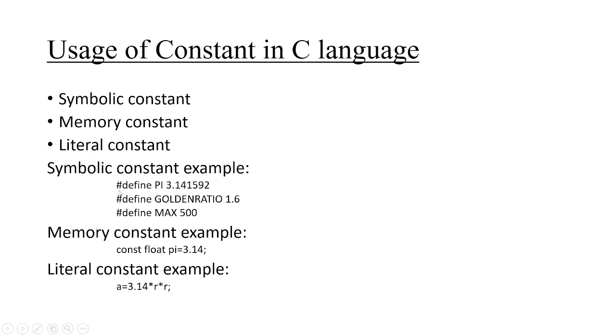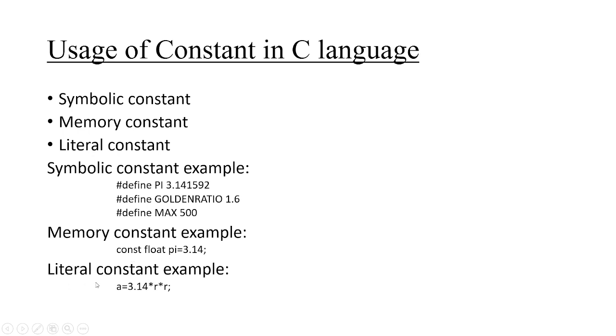The hash is the representation saying that this statement should be processed before compilation, so we call them preprocessor statements. Memory constant means that after main, within the declaration part, we say const is a keyword, float is a data type, and I am using a variable called pi, and I am assigning the constant value 3.14. So pi is a variable which is going to hold the decimal point number 3.14, and this value is a constant throughout the program.